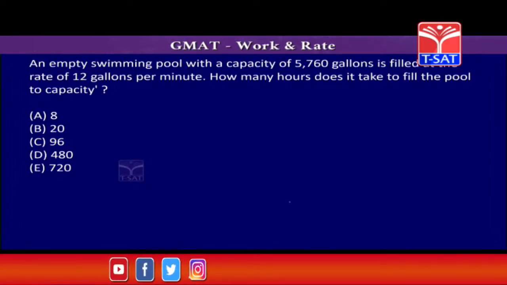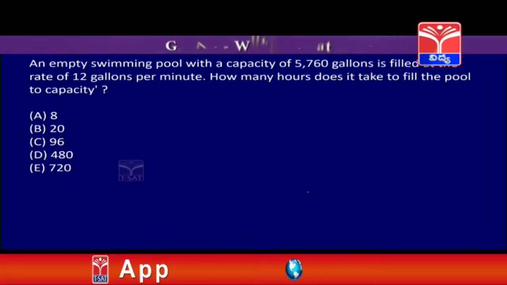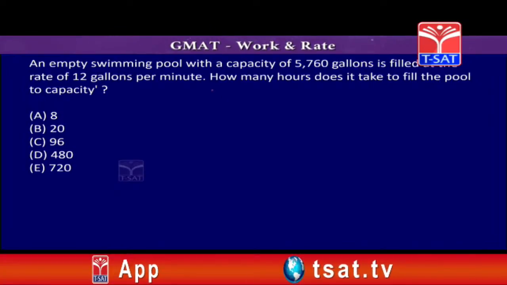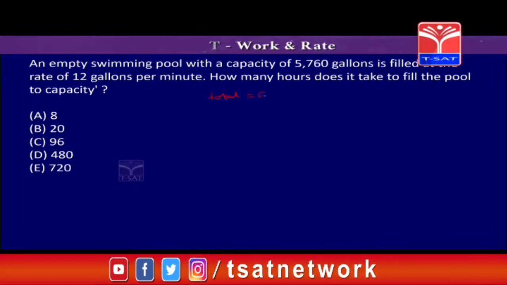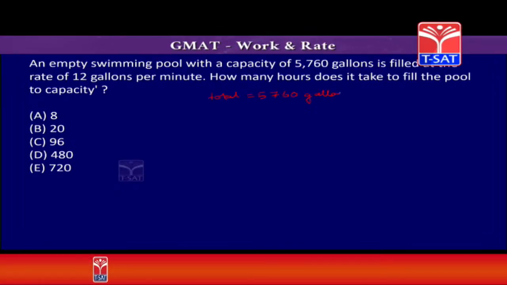Let's look at another question. An empty swimming pool with a capacity of 5,760 gallons is filled at the rate of 12 gallons per minute. How many hours does it take to fill the pool to capacity? Okay. So the total work that needs to be done is you have to fill 5,760 gallons, and the rate is given as 12 gallons per minute. How many hours does it take to fill the pool?